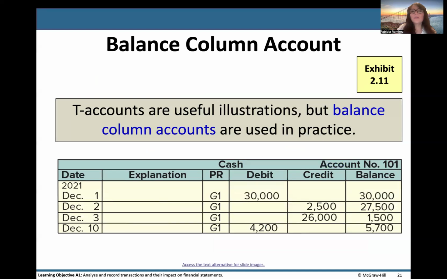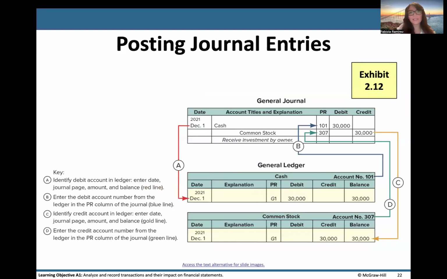Okay, so T accounts are useful for illustrations, but balance column accounts are used in practice. That just means for those of you that might already be working in accounting, you might see things look a little bit differently.